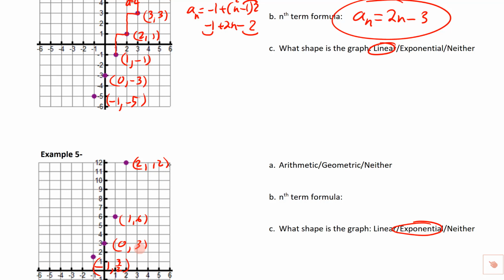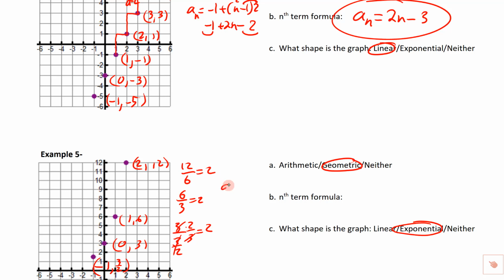It looks like what's happening is, if I take any one of these y coordinates, 12, and divide by the y coordinate before it, we end up with a 2. 6 divided by 3 is 2. And take a look at this: this is 3 divided by 3 halves. We never divide by a fraction, so I'm going to flip this over, cancel those, and we end up with a 2. So this is geometric, definitely geometric.